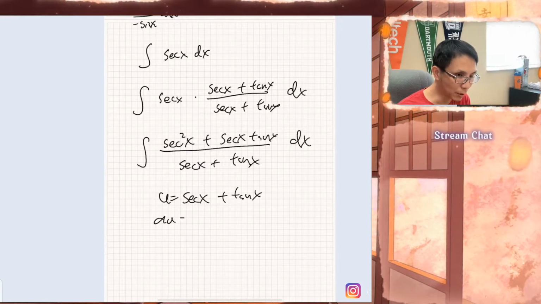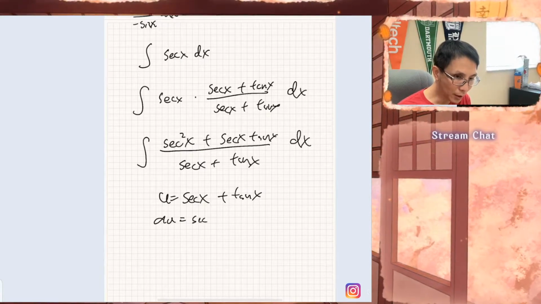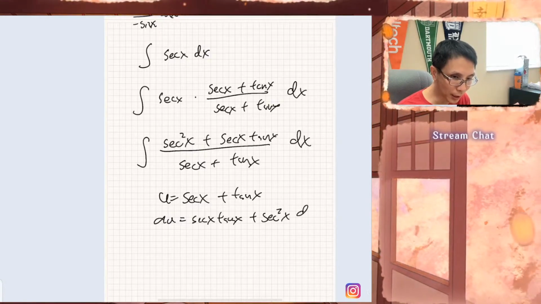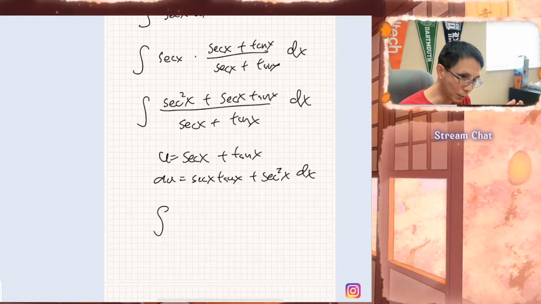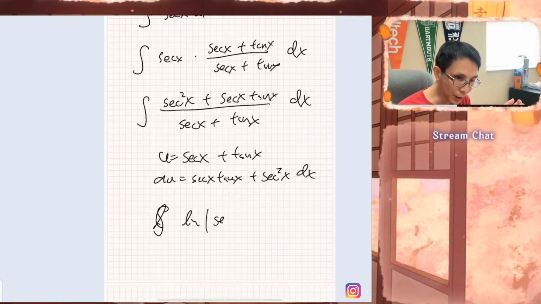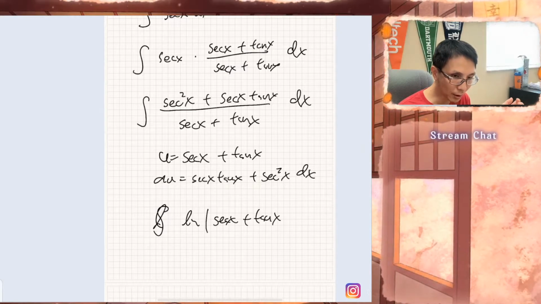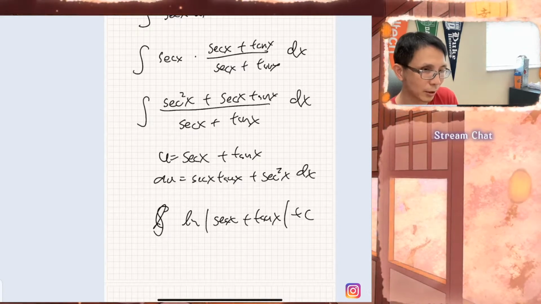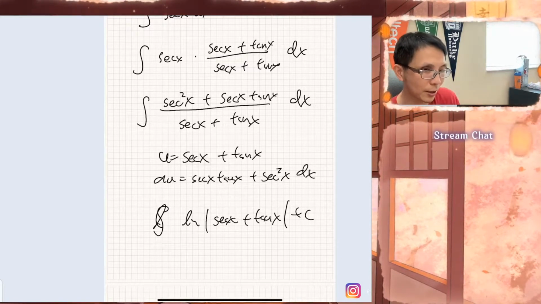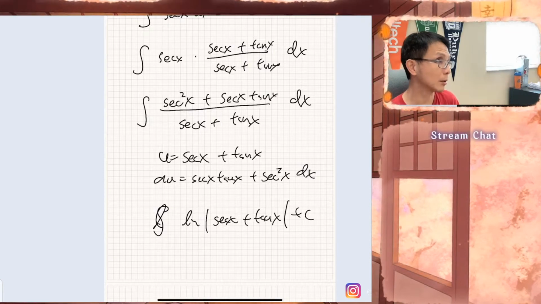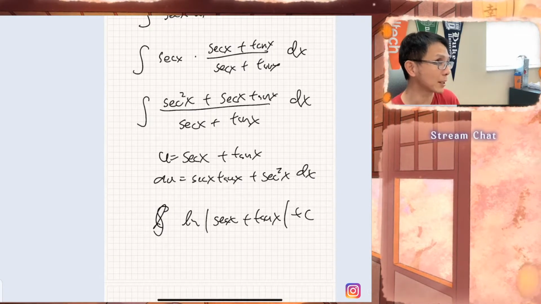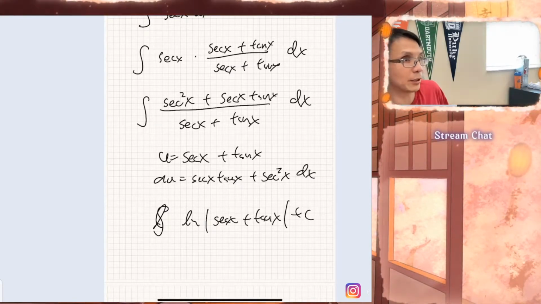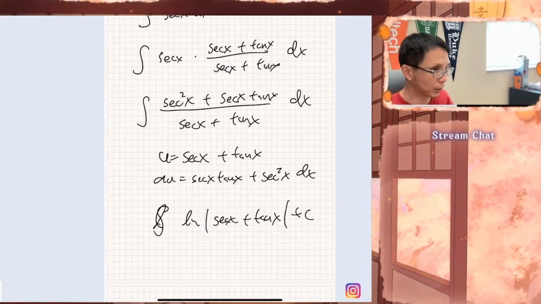So I always say mathematicians are truly creative. Secant of x, tan of x, plus secant square of x dx. Now if you see this, it's going to be natural log of secant of x plus tan of x plus c. And that's it. Because secant tan x plus secant square of x cancel out with the top. And I think that's truly amazing what mathematician can come up with. It's just the creativity, the awesome way to think about algebraic solutions to figure out how to do that.